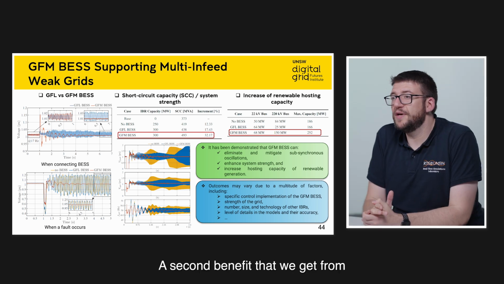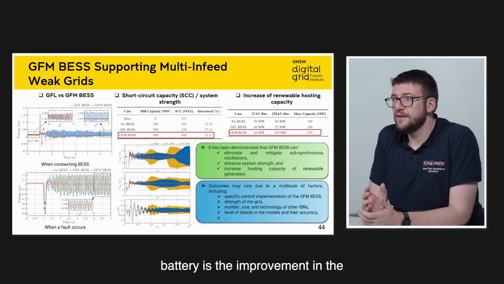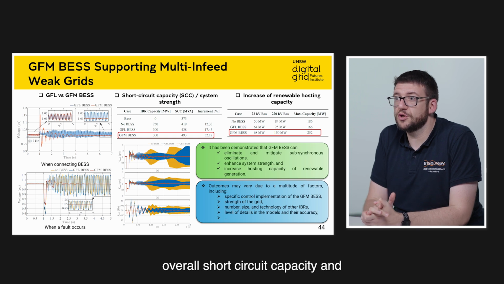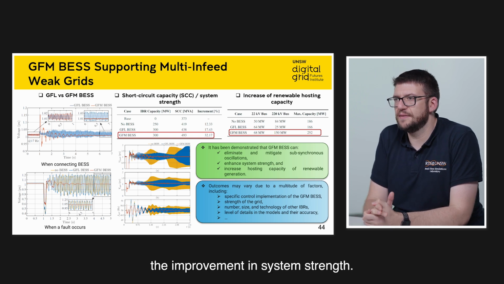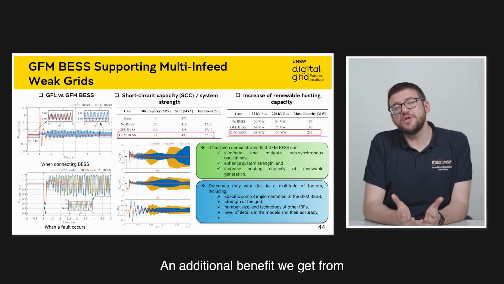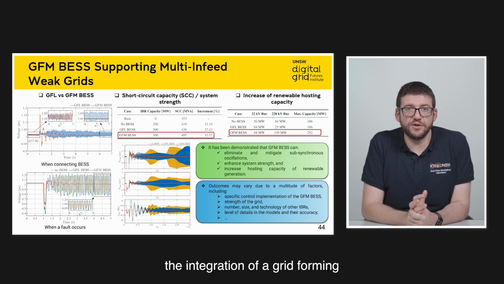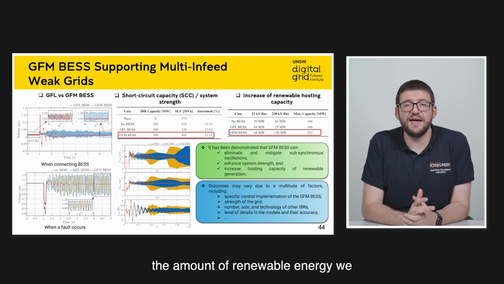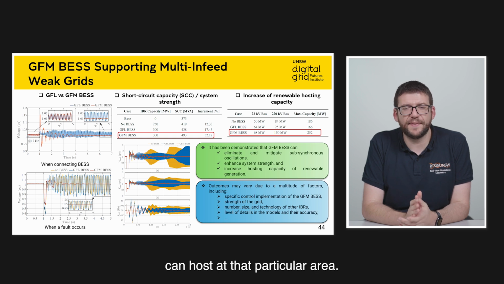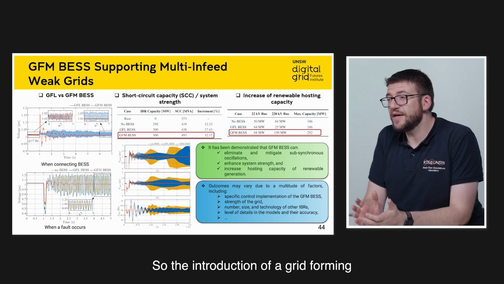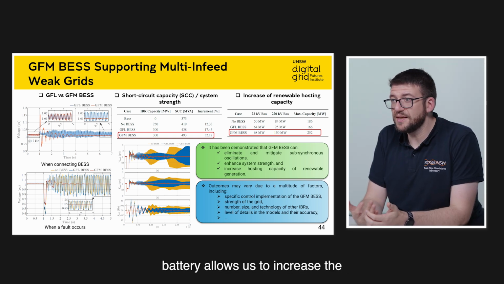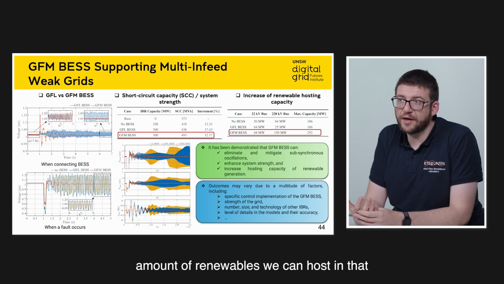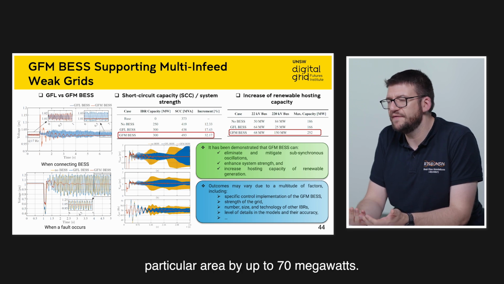A second benefit that we get from the integration of a grid-forming battery is the improvement in the overall short-circuit capacity and the improvement in system strength. An additional benefit is that we are able to increase the amount of renewable energy we can host at that particular area. So the introduction of a grid-forming battery allows us to increase the amount of renewables we can host in that particular area by up to 70 megawatts.